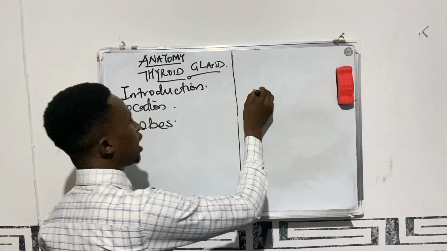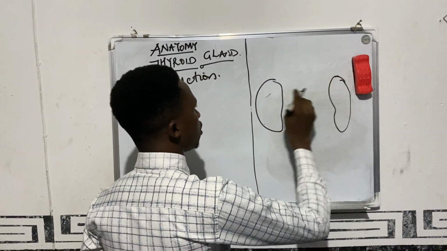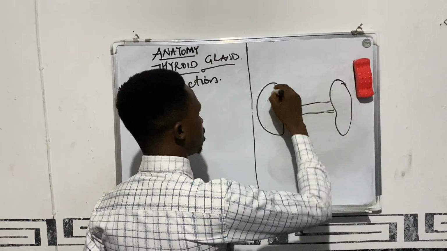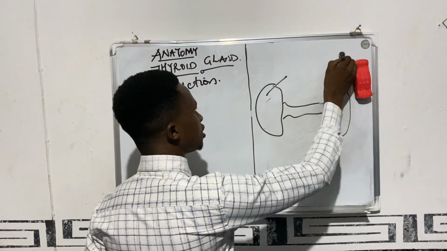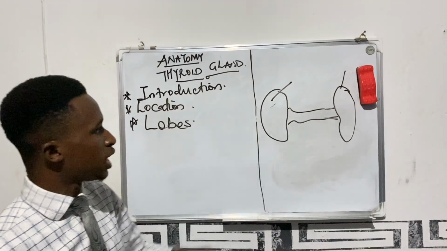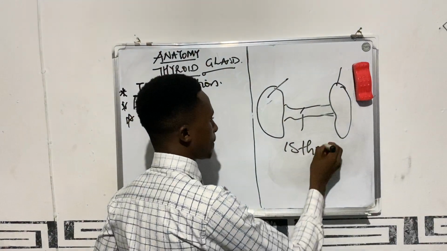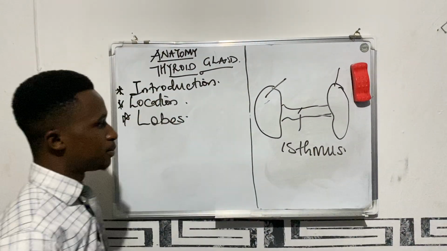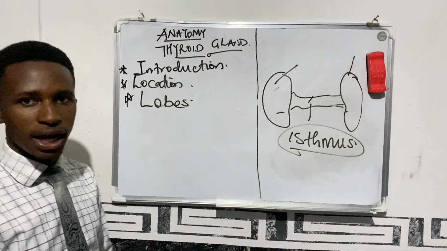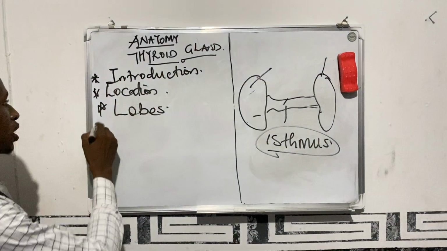The thyroid gland has 2 lobes, one on each side of the neck. This is the right lobe, and let's call this the left lobe of the thyroid gland. These 2 lobes of the thyroid gland are connected by what we refer to as the isthmus. So the isthmus is what connects both lobes of the thyroid gland, both the right lobe and the left lobe. A very important point you have to remember is the location of the isthmus.